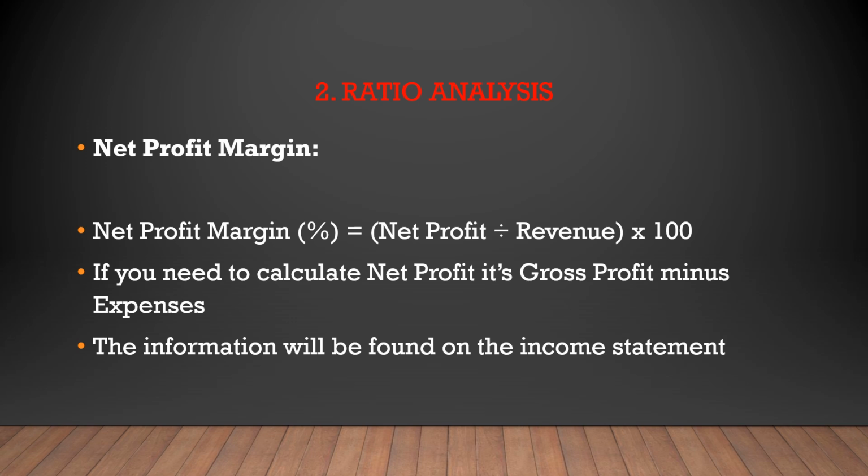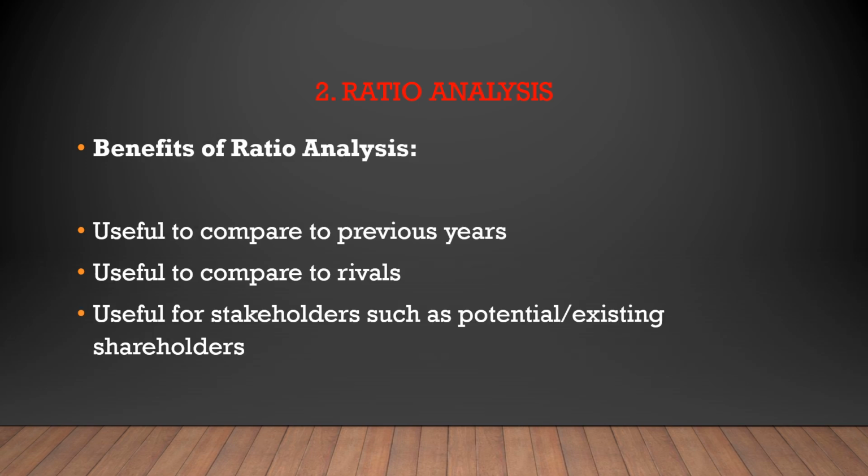Net profit margin. Net profit margin is net profit divided by revenue times by 100. And to calculate net profit, it's simply your gross profit minus your expenses. And again, you find this information all on the income statement. Benefits of ratio analysis. Remember, it's useful to compare to previous years, useful to compare to rivals, and it's useful for stakeholders being potential or existing shareholders.